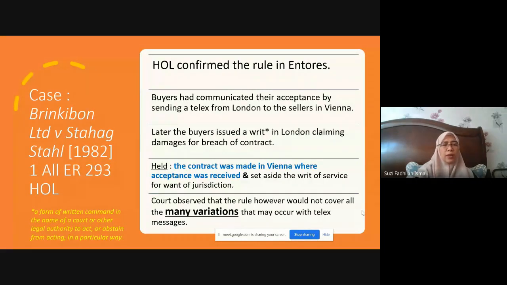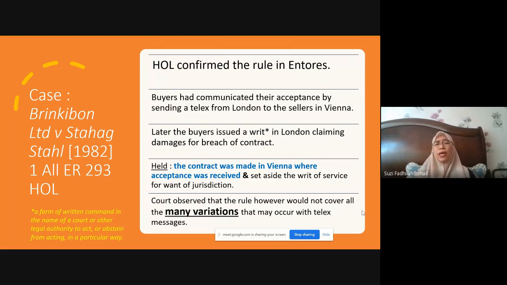A writ is usually a court's order, basically. You can have a look at the definition here. So the buyers were claiming damages for breach of contract, but the court held that the problem is that the contract was concluded in Vienna. It wasn't concluded in London.